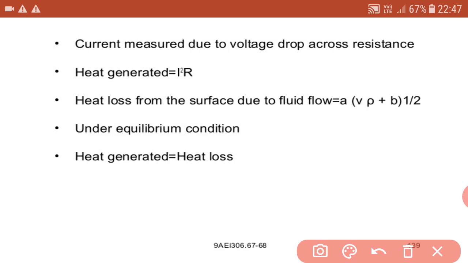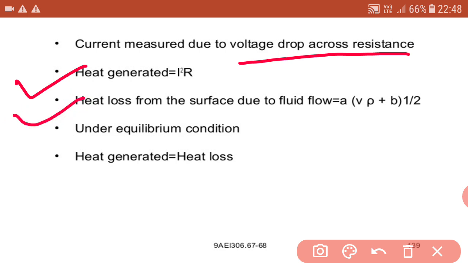Then current is measured due to the voltage drop across the resistance, and heat generated is equal to I square R. So we know that whenever current is flowing through any conductor, there is an I square R loss, and it is directly proportional to the square of the current, where I is the current. So due to this, the heat is generated.